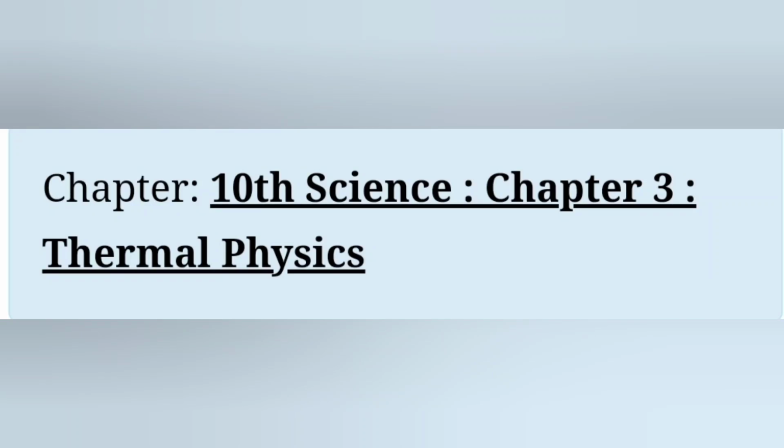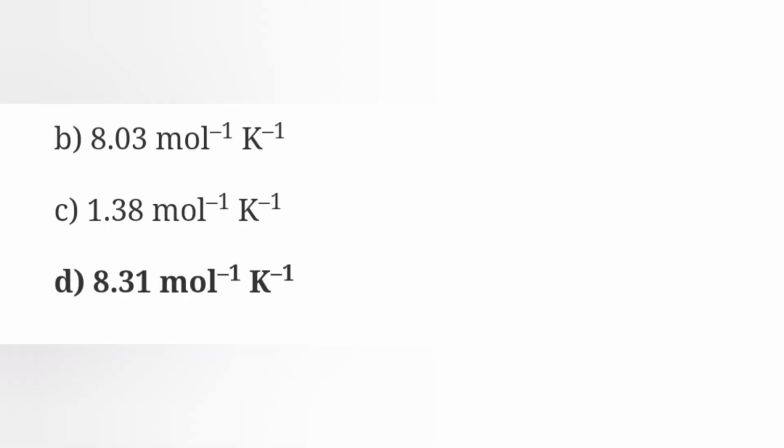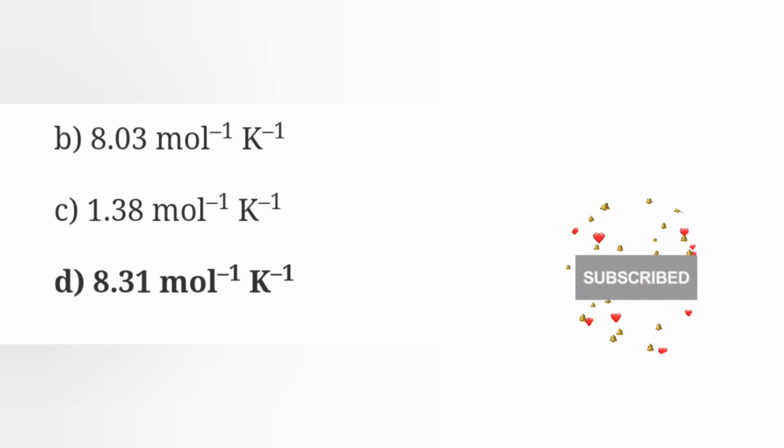10th Standard Science, Chapter 3, Thermal Physics. The lesson book back answers. Roman letter 1, choose the correct answer. First one, the value of universal gas constant. Option D, answer, 8.31 J mol⁻¹ K⁻¹.